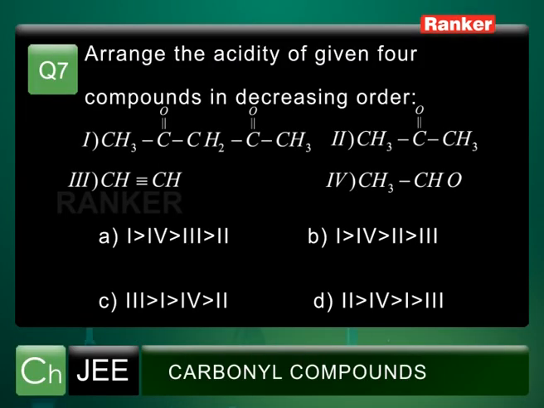The question is, arrange the acidity of given 4 compounds in decreasing order. Actually, there is no direct carboxylic acid here. The first option is given a 1,3-diketone, and the second option is acetone. The third option is acetylene, it is known for the acidity, and the fourth option is a carbonyl compound.